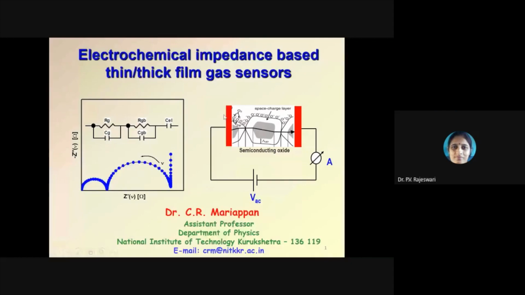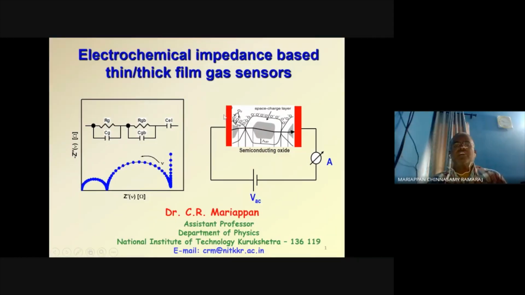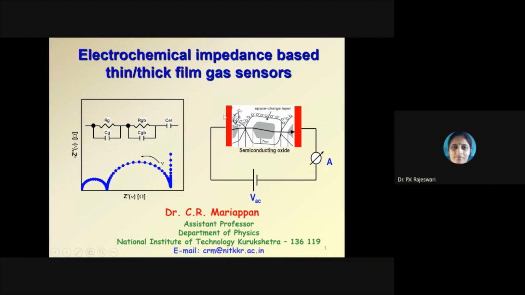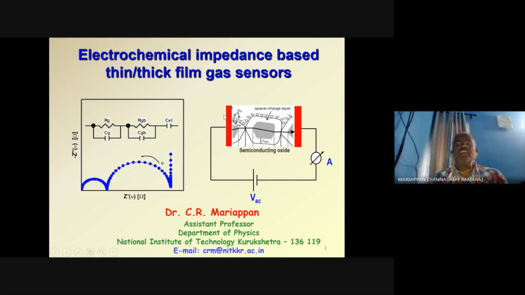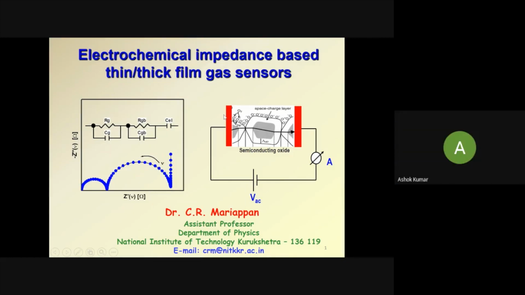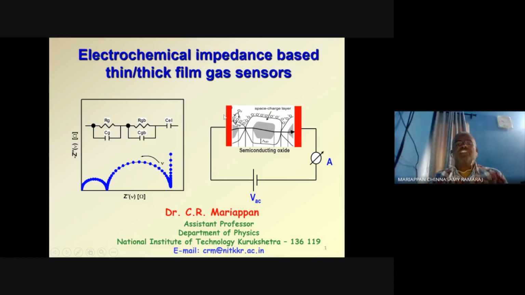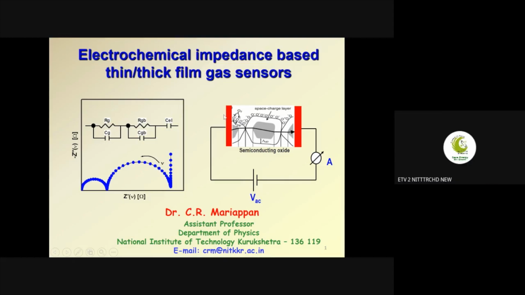Excuse me, sir. The slide is not changing. Kindly change the slide. Now the slide is visible. It's the same fourth slide. Actually, you have shared a window. You have to share your entire screen. Just go to present now and share your entire screen.